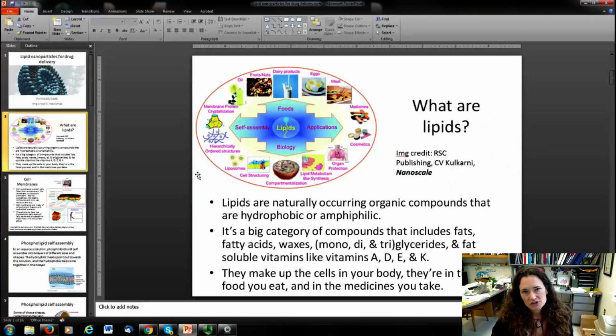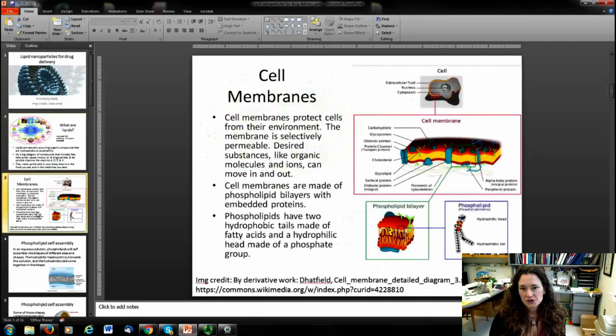Well, lipids are naturally occurring organic compounds, and they're either hydrophilic or amphiphilic. We're going to deal only with the amphiphilic ones today. It's really a big category of compounds, and it includes fats, fatty acids, waxes, mono-, di-, and triglycerides, and fat-soluble vitamins like A, D, E, and K. They make up the cells in your body, they're in the food you eat, and they're in the medicines that you take. They're also in your cell membranes.